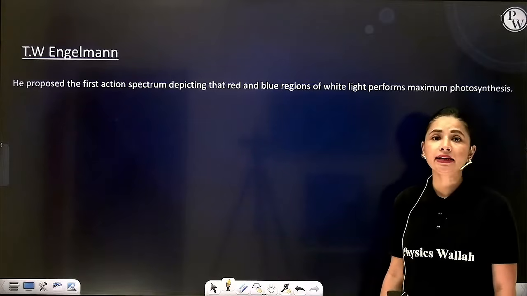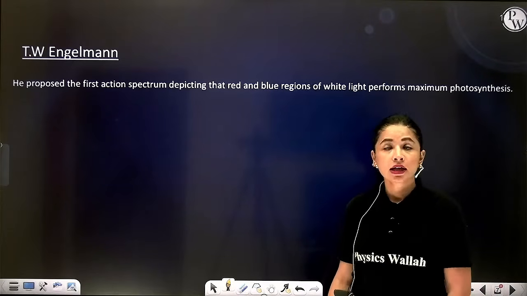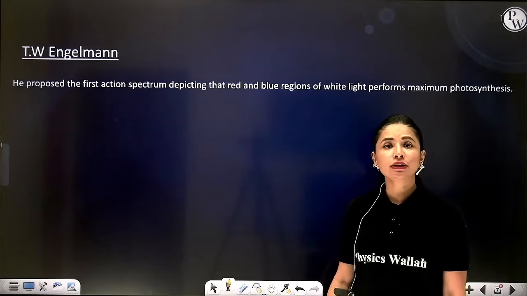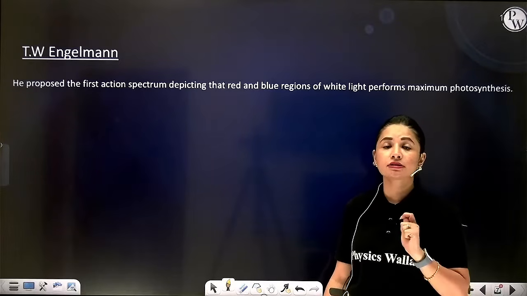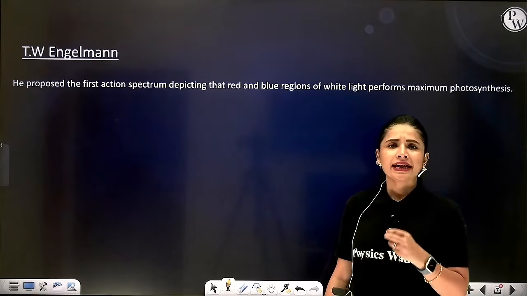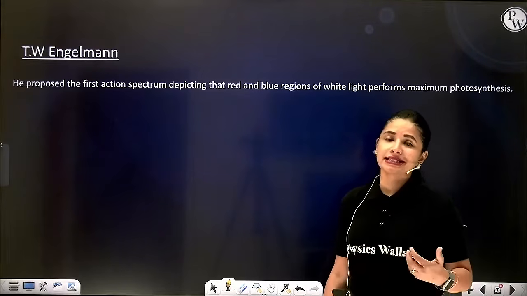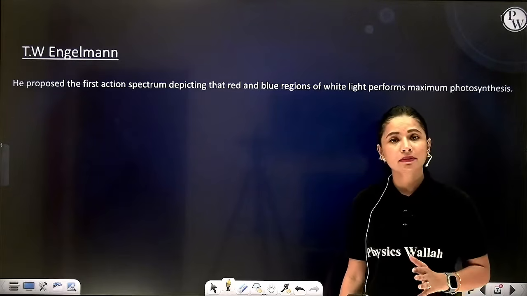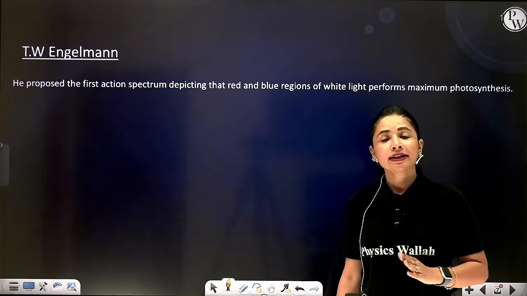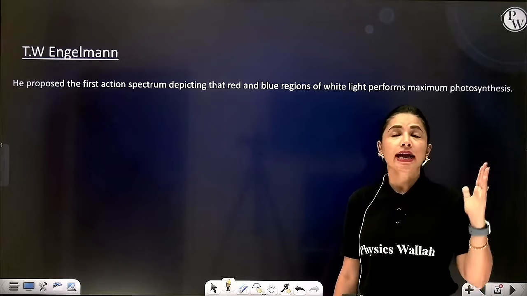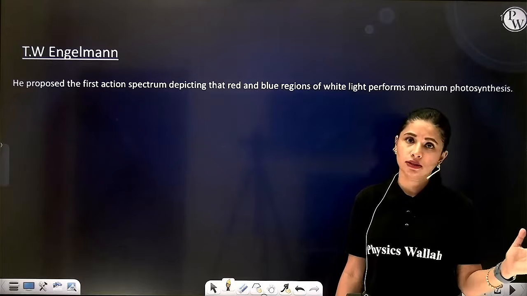Experiment by T.W. Engelmann. This person is also very important. He actually proposed the first action spectrum. Now, what is action spectrum? If I try to explain in simple words, T.W. Engelmann with his experiment tried to show which region of white light performs or helps in maximum photosynthesis.